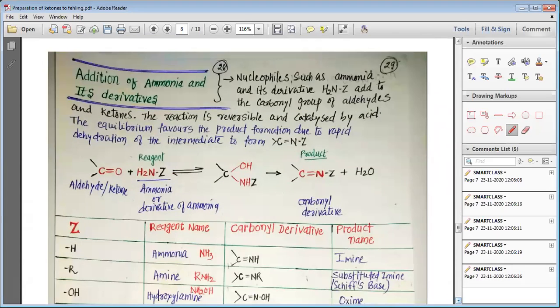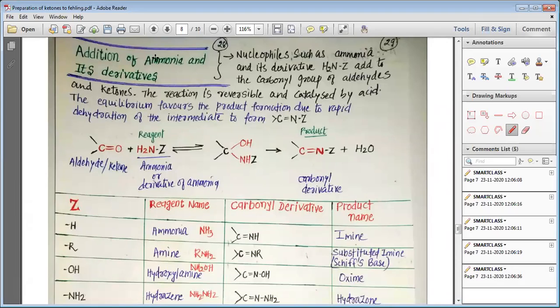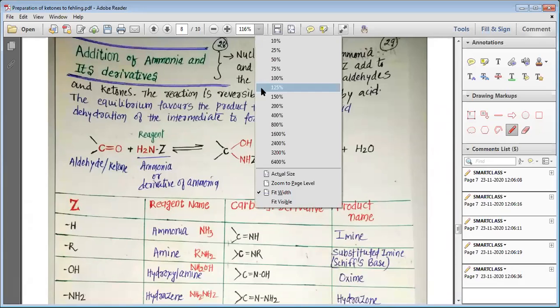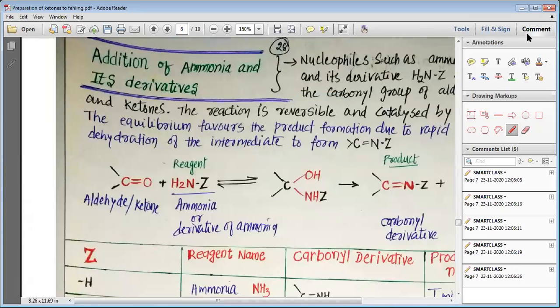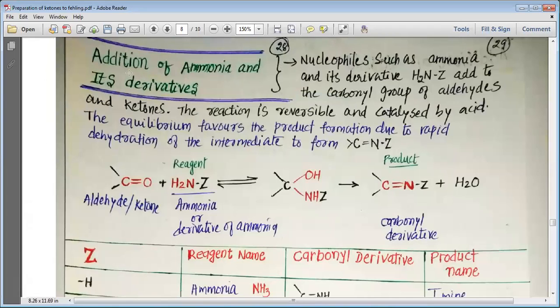Now in today's class, my dear students, we want to study the addition of ammonia and its derivatives. You can see on your screen that we are going to study the addition of ammonia and its derivatives to aldehydes and ketones. The nucleophiles such as ammonia and its derivatives, in general written as NH2Z, add to the carbonyl group of aldehydes and ketones. The reaction is reversible and catalyzed by acids.